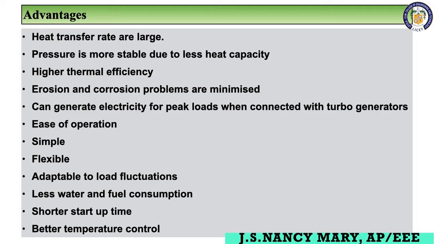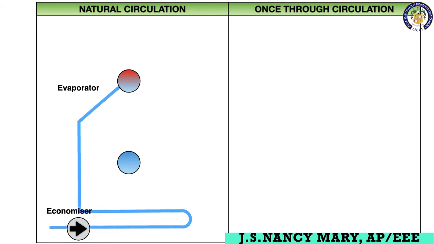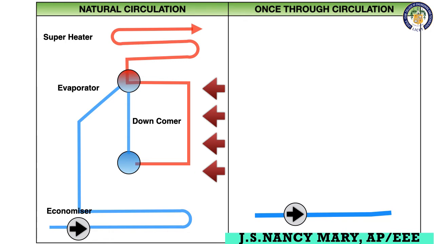Now we will move on to the circulation. We have two types of circulation: one is natural, and once through is a forced circulation. Let us consider the natural first. This is done in the boilers. We have an evaporator, downcomer, and a condenser. From the evaporator, it goes to the downcomer, and the steam will be given to the superheater like this. Now, once through is just once through. From the bottom economizer, it goes to the superheater steam. That's it. There is no evaporator and downcomer in the once through.